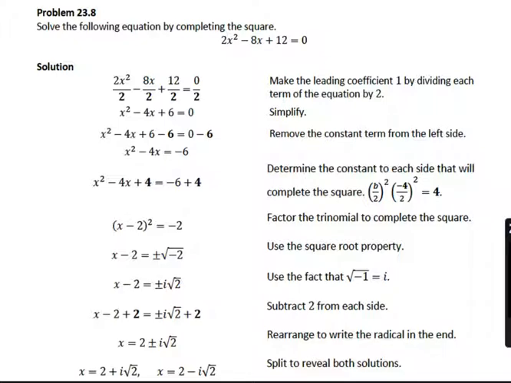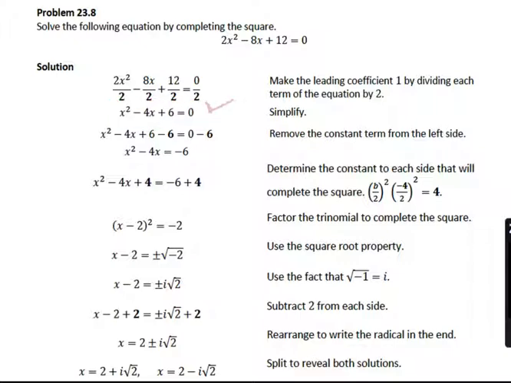So we have another quadratic equation which we will solve by completing the square. We see that all the terms are multiples of 2, so we can start by dividing the equation by 2, so that we end up with a simpler equation, x squared minus 4x plus 6.